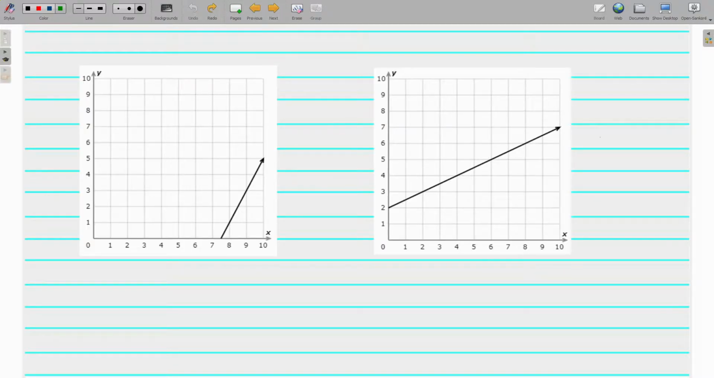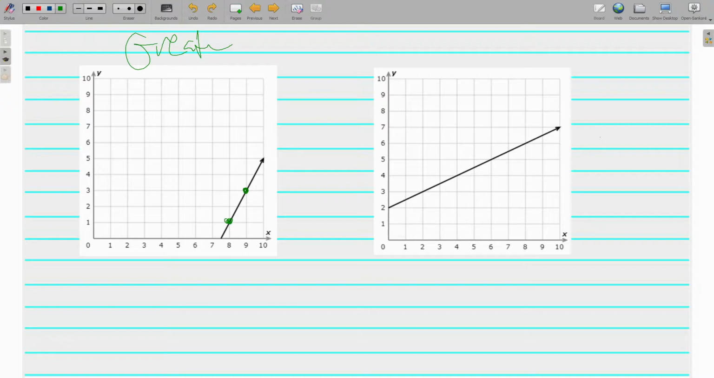Here are a couple of graphs. Now, by looking at them, can you tell which one has a greater slope? Hopefully you can. It's this one over here. The line is steeper, so the slope is greater. Now, let's figure out the slope. It's easiest when you find pretty points on the graph that the line goes through. Right here on the left graph, we've got a point at 8,1 and a point at 9,3.